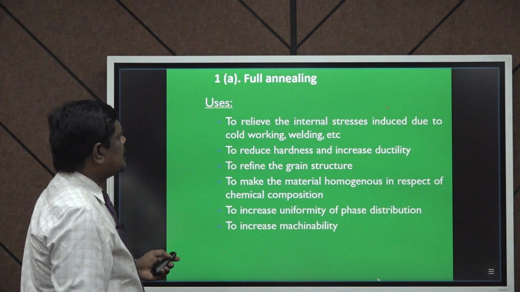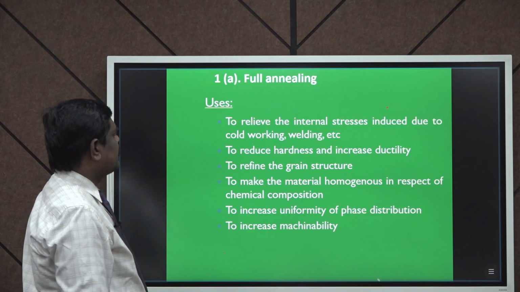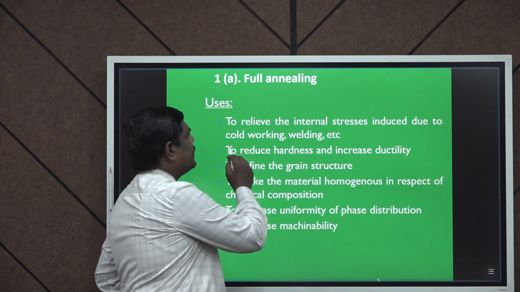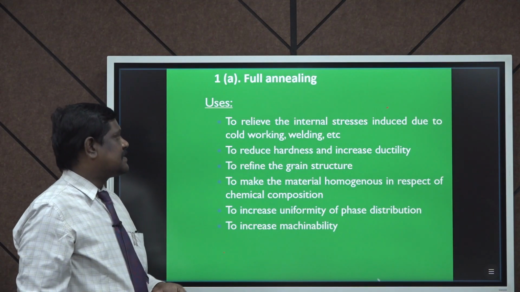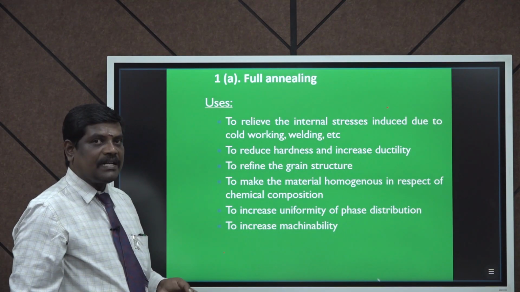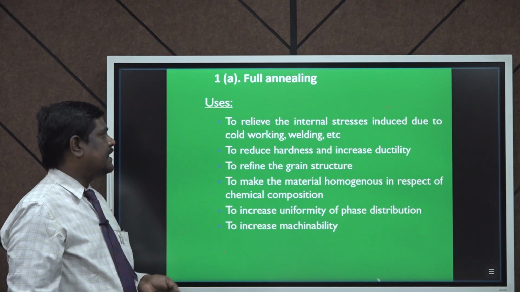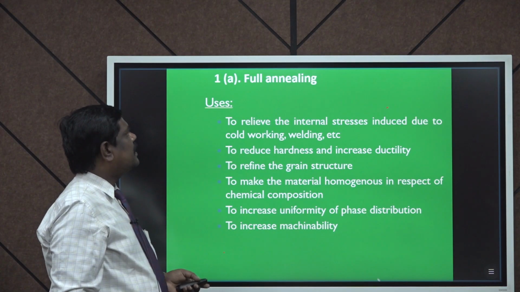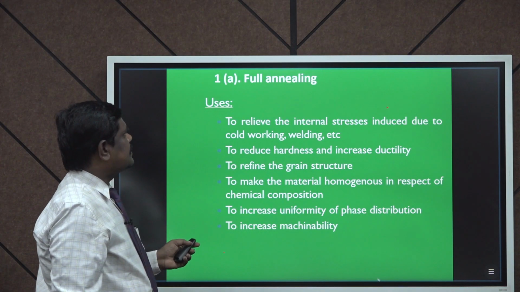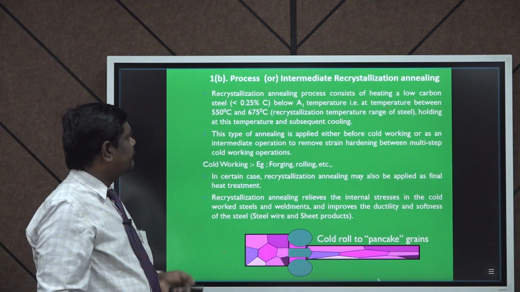See, the use of full annealing is to make the material suitable for cold working, welding, to remove the internal stresses, to reduce the hardness and increase the ductility, to refine the grain structure. So, these are all the important uses of full annealing.